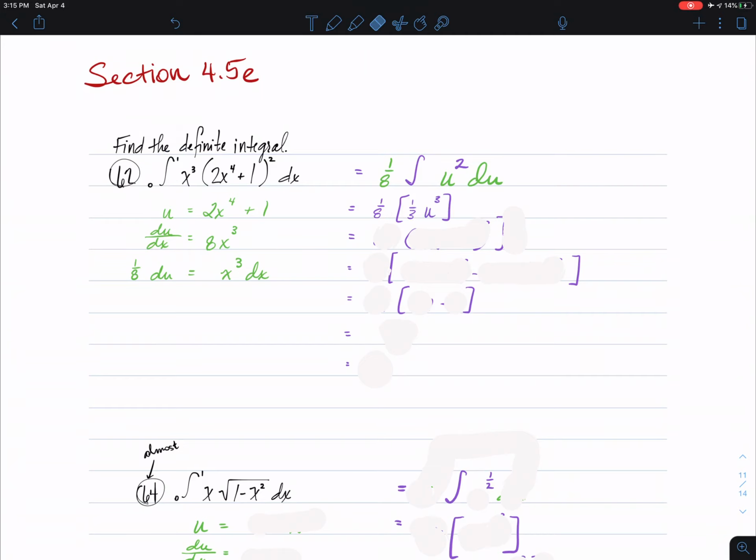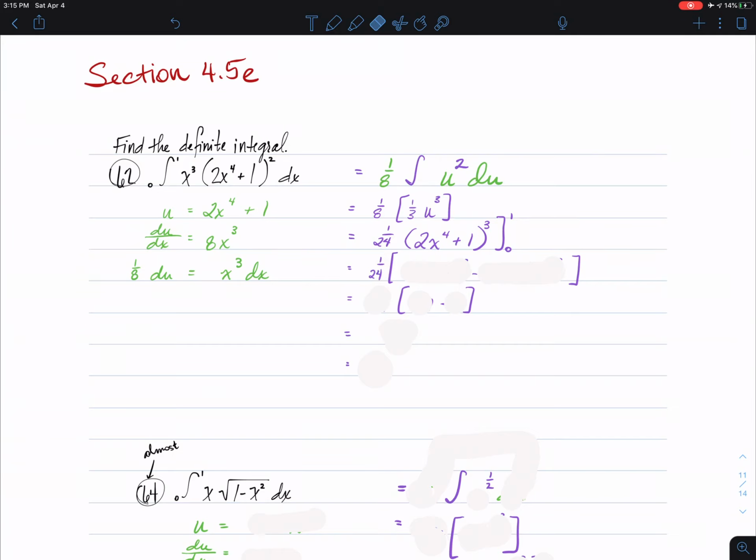Leaving the 1/8 alone, our integral is 1/3 u to the third power. I don't need a plus c because this is a definite integral. So at this point, let's clean up the fractions, and then we'll also resubstitute the 2x to the fourth plus 1 back in. So my fraction is going to be 1/24. With my x's in there, that'll be 2x to the fourth plus 1 cubed. And now that I'm back to using x's, I can use my 0 and my 1. Again, those are x values, so that's why I didn't write them in when I had the two lines using u's. All right, let's go ahead then and evaluate.